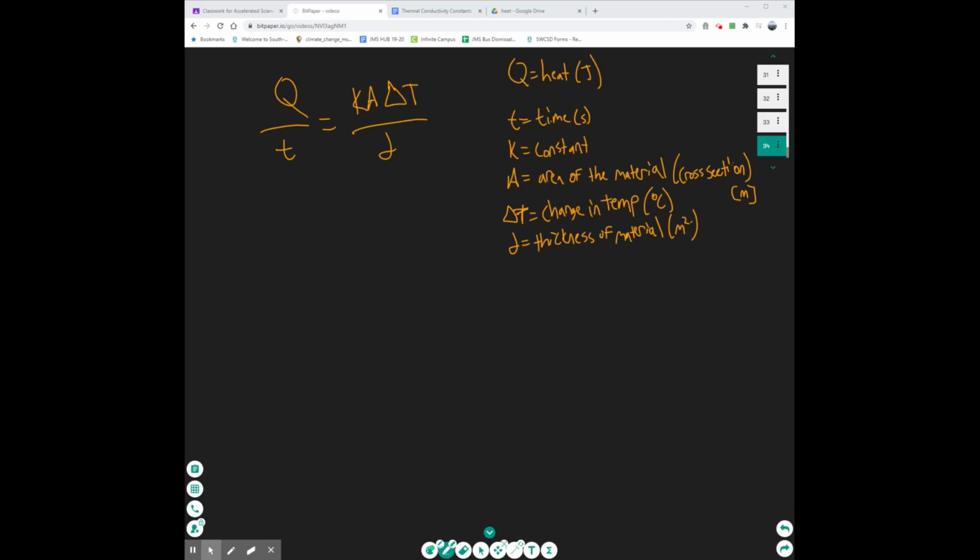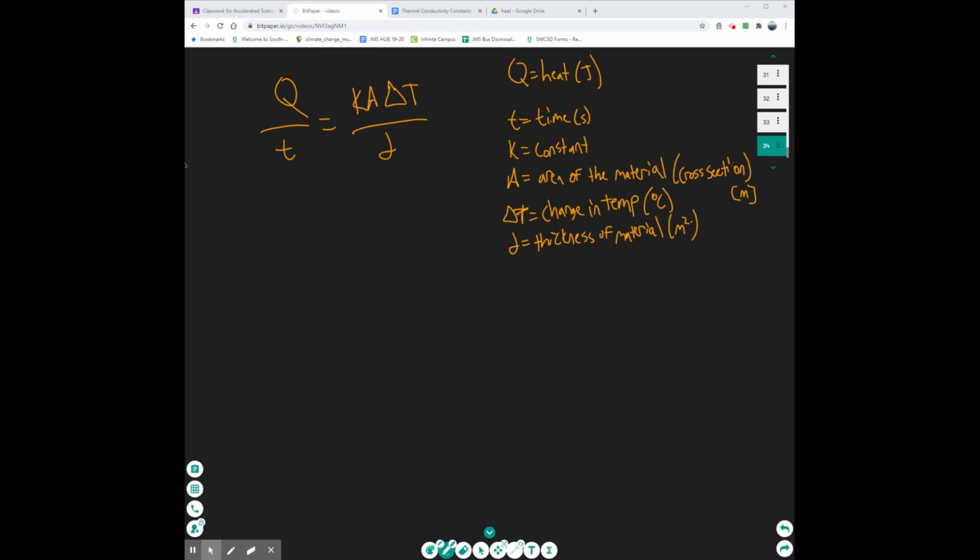Okay, let's do a little bit of practice with this stuff. All right. So we know this equation is basically how much heat over time is going to be equal to a constant times the area of a surface times the change of temperature between the two temperatures divided by the thickness of that material, right? So A and D are related to the same material.